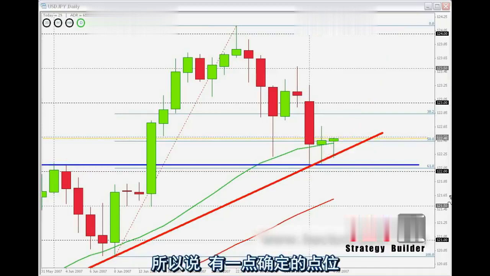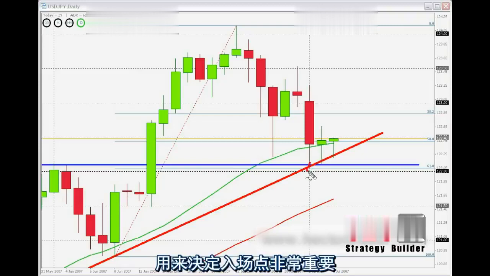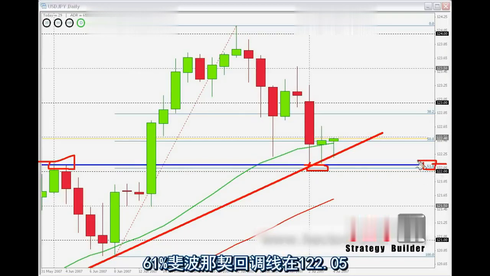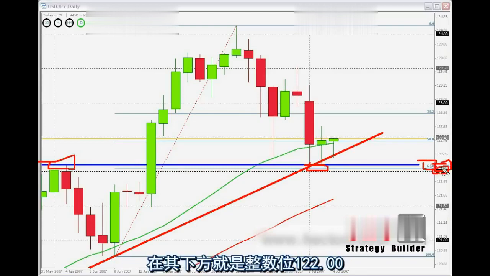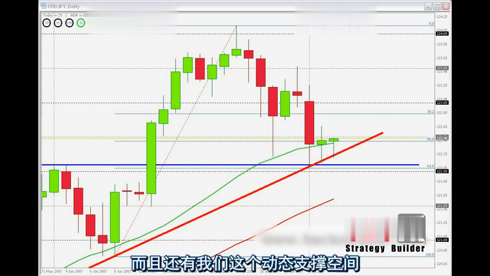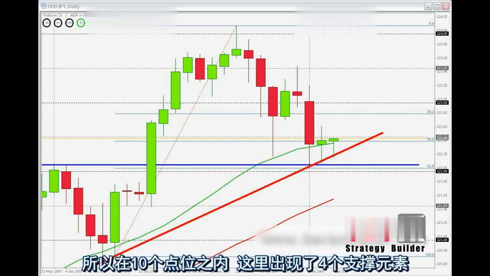So like I said, it's crucial to have one specific level to base your entry on. Like in this case, it's very clear. You see the previous swing top comes at 122.10. The 61% Fibonacci comes at 122.5. Right below that, you've got the round number at 122.00. The trend line right there comes exactly at 122.10 as well. And of course the dynamic area of support. So all in all, within 10 pips, you have 4 elements of support.